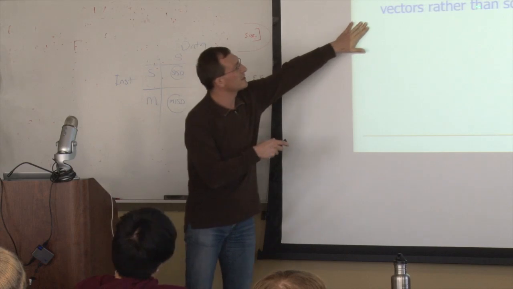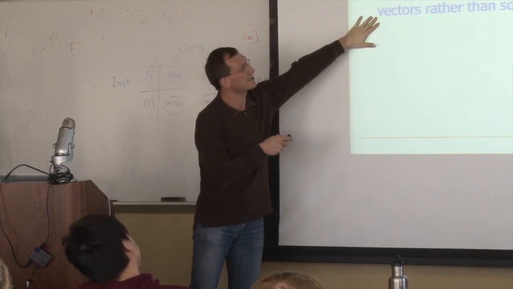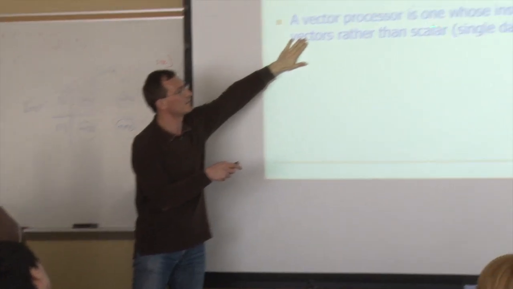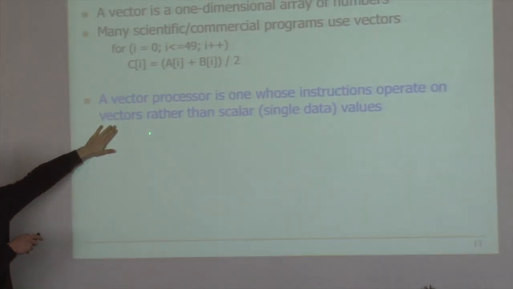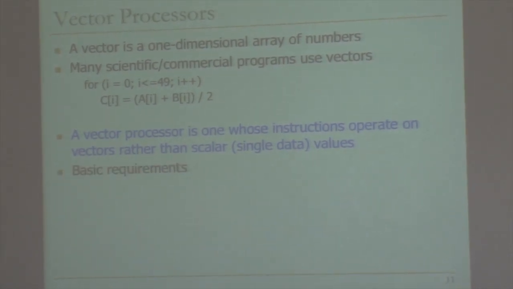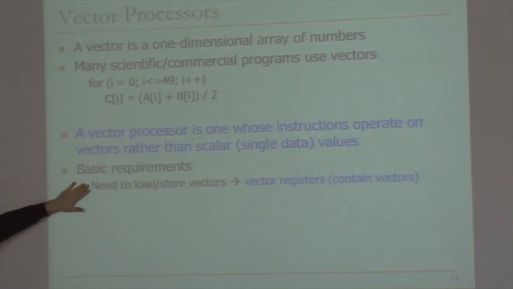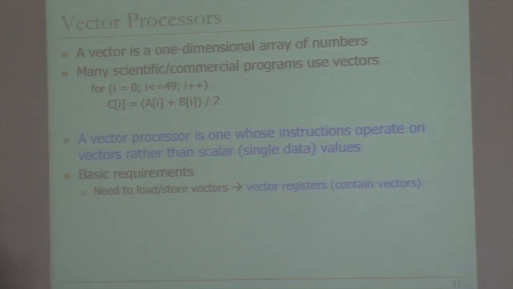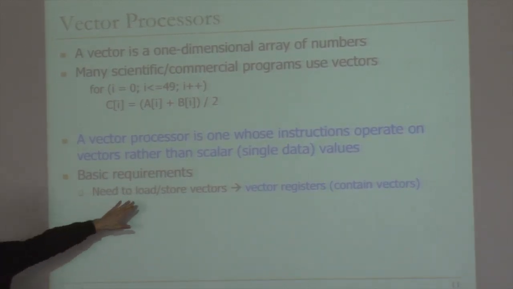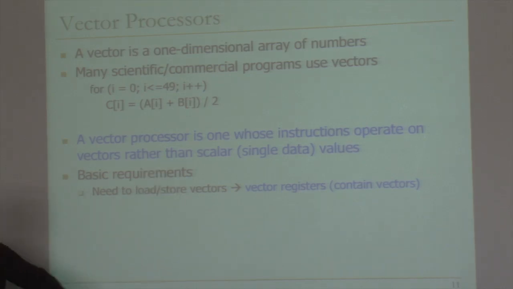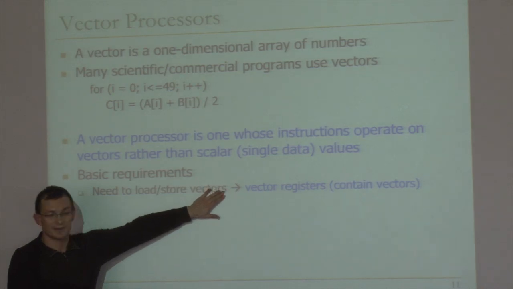OK. A vector processor is one whose instructions operate on vectors rather than scalar values. And that's the main difference between what we've seen before. Before, we've seen scalar processors. Now, the instructions really operate on vectors. What are the basic requirements to build this? First, you need to be able to load or store vectors, assuming you have a load-store ISA, right? You could imagine a memory-to-memory vector processor too, but we're not going to assume that. So you need vector registers, basically, for this.